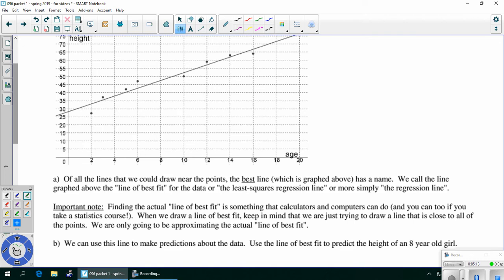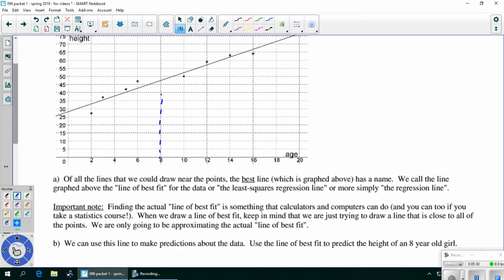Use the line of best fit to predict the height of an 8-year-old girl. Okay, so an 8-year-old girl is right here, represented on the horizontal axis with an 8, and we're going up, and we see that we have no data point, right? The 8 is not in the data table. There's no point plotted here above the 8.